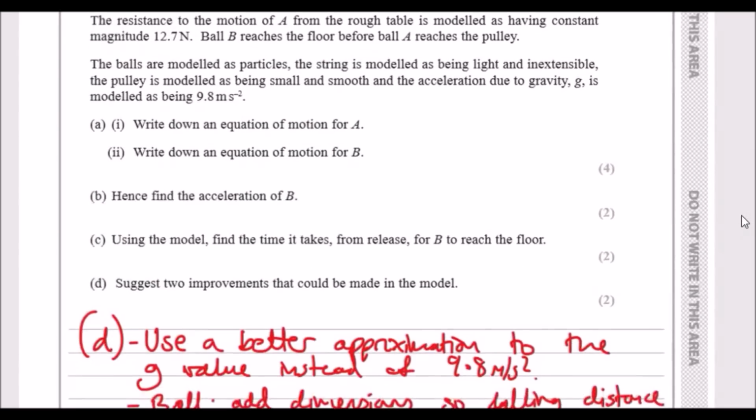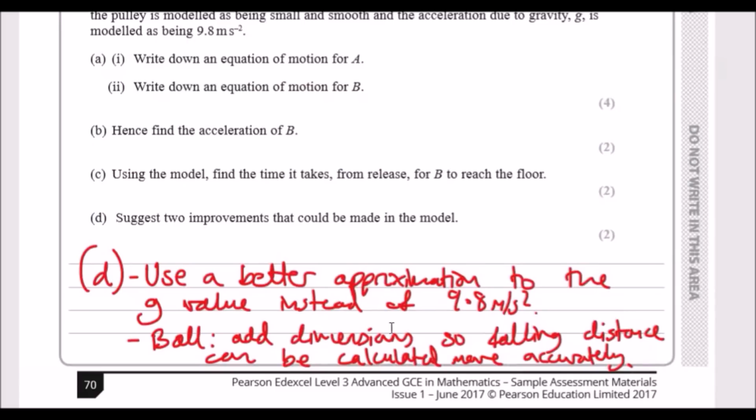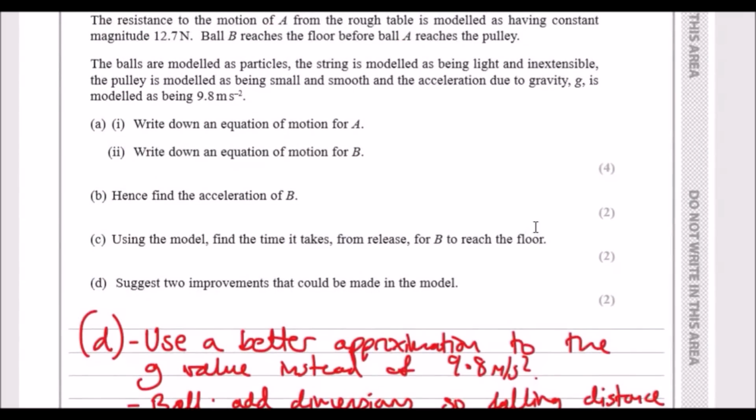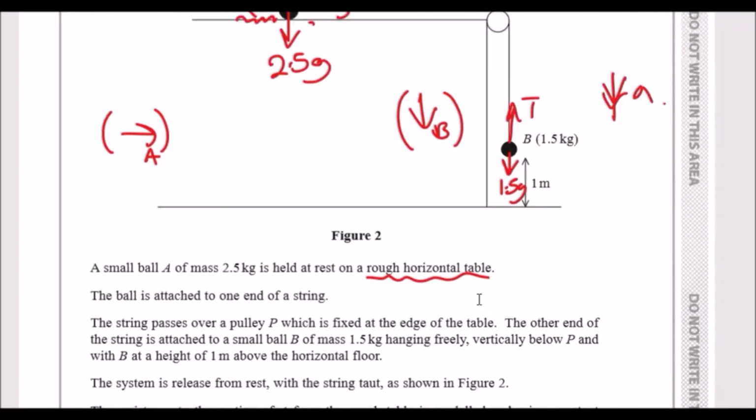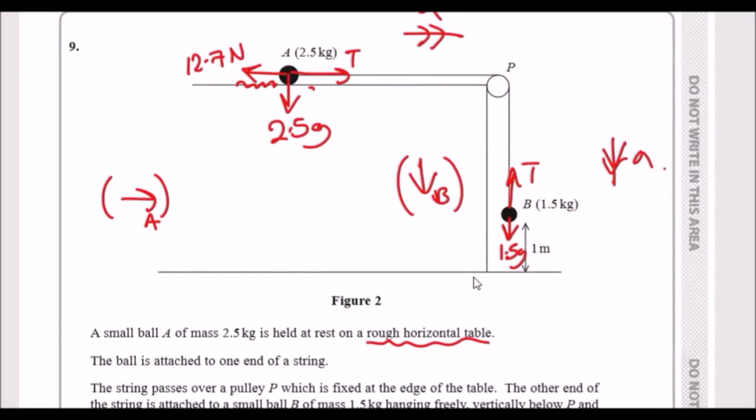Now, let's look at the final bit, D. Okay. Now, D is very straightforward. I'm going to just leave it so you guys can see it. So suggest 2 improvements that could be made in the model. Now, this is not just common sense, but it depends on what you understand about the forces in general.